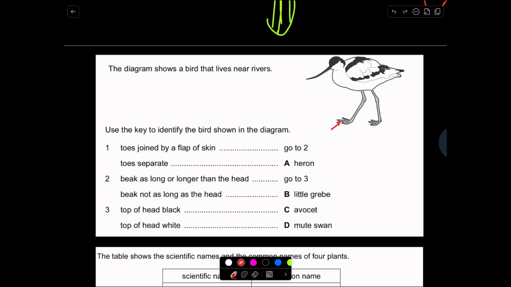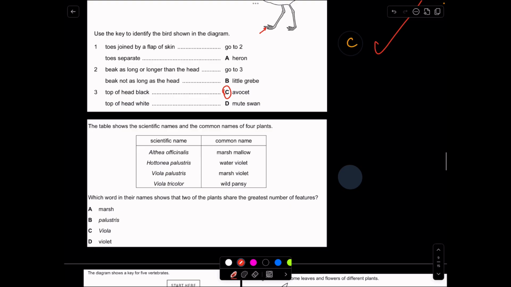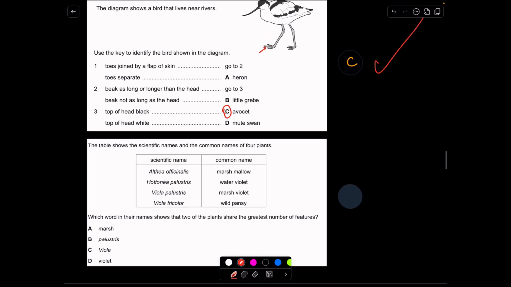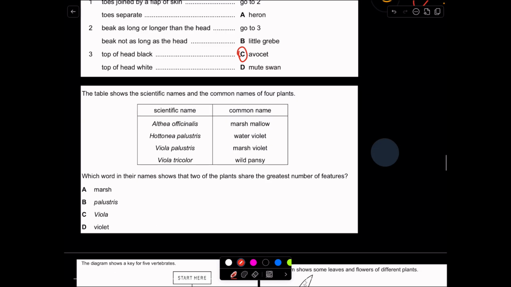Top of head is black. Is the top of head black? Yes. Is the top of head white? No. So it must be C. So it's an avocet, whatever you want to call it. Correct answer. A lot of people get mistaken and don't understand how to use it. It's really straightforward. Hopefully it's clear now. You can answer any question. By the way, if you guys have any question at any point, go ahead and comment it, and I'll try to answer any of the questions that you guys pose.